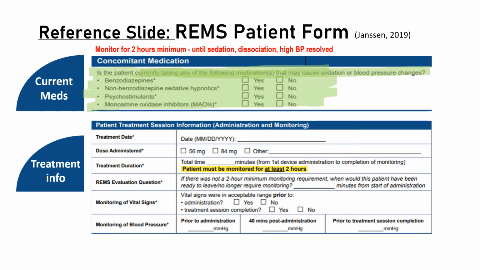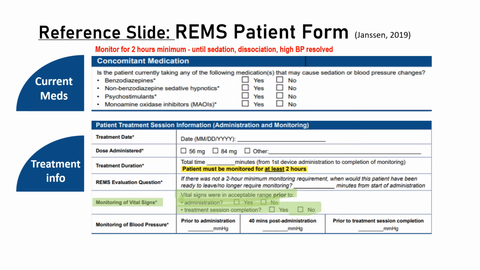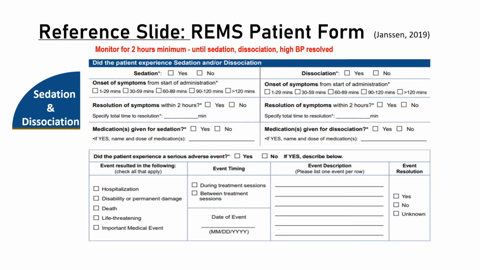Here you can see where the provider identifies if the patient's taking any medications that could potentiate sedating or hypertensive side effects. A set of vitals must be taken prior to administration and at the end of the monitoring period. Blood pressure is also measured before treatment, 40 minutes after treatment, and before monitoring completion. Sedative and dissociative effects are reported on the REMS form. If present, you identify when the symptoms began, when they resolved, and if any treatments were given.